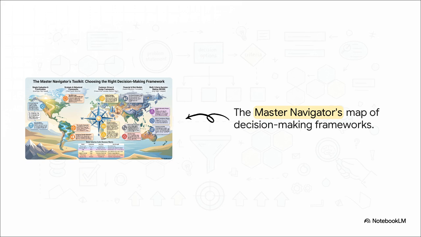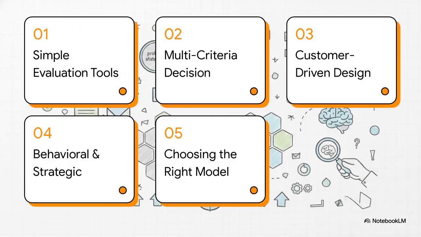This map is essentially our master navigator's toolkit. It lays out the vast landscape of decision-making frameworks. We've got entirely different continents of methodologies here, ranging from super simple evaluation tools to highly complex data-driven financial models. Today, we're going to journey straight across this map so you can equip yourself with the exact right tool for your specific challenge. To keep things moving, here is our roadmap for today.